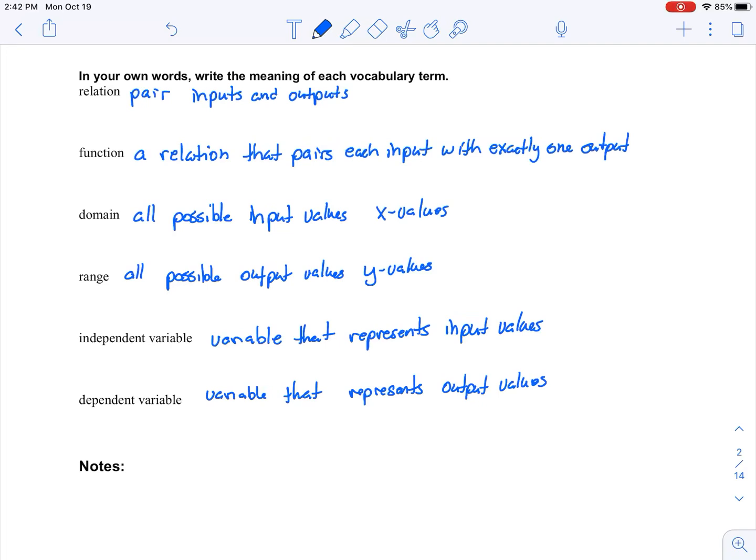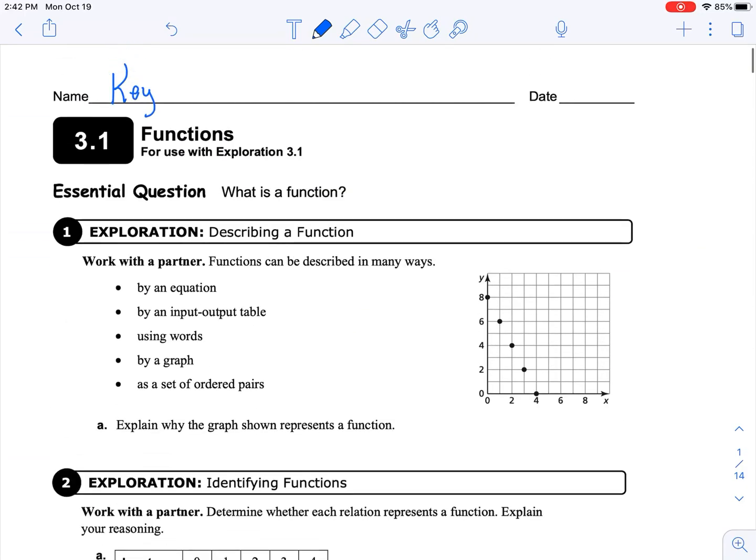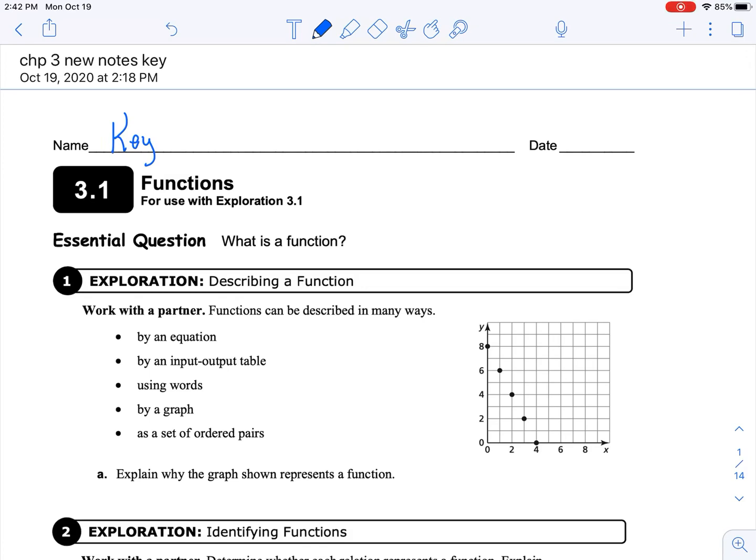All right, so that takes care of the vocabulary, and so now we'll rotate back to the notes part of this and see what we can make out of this. So we're going to talk about a function. What is a function? Okay, again, we talked about that function where each part of my domain, each input, has one output, or each x has only one y. Okay, so we can do this by equation. I actually like to look at it like this.